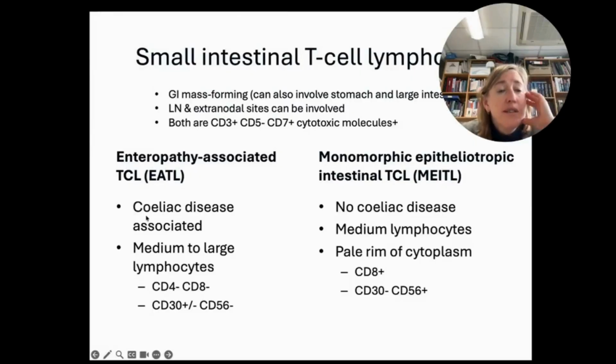The one that occurs in celiac disease often has large CD30 positive cells and is very obviously malignant, and they're CD56 negative, so they have no natural killer cell phenotype. Whereas the one that tends to occur without celiac disease tends to have smaller cells, which retain CD8 expression, while the celiac-associated one has neither CD4 nor CD8. And the monomorphic one tends to have CD56, which is an NK cell marker.